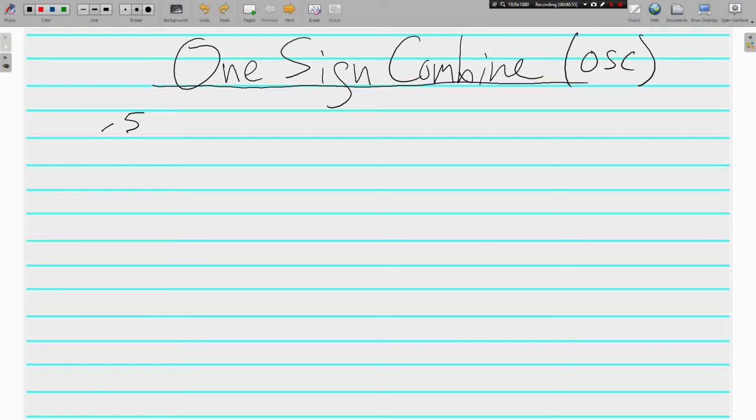Alright, let's look at a problem such as -5 plus -2. The thing I don't like about this problem is that there are two signs in a row. Now, the -2 is in parentheses. It's just to keep the plus and the minus signs separate, so people with bad handwriting like myself don't end up writing something confusing. I don't like that there are two signs, so I'm going to rewrite it in OSC form, one sign combined.